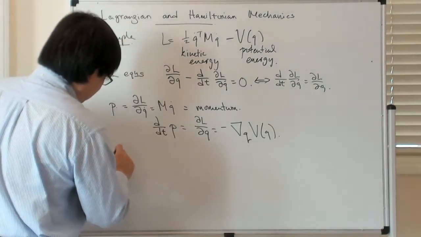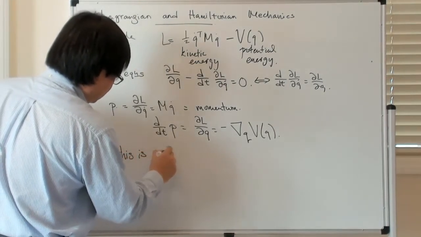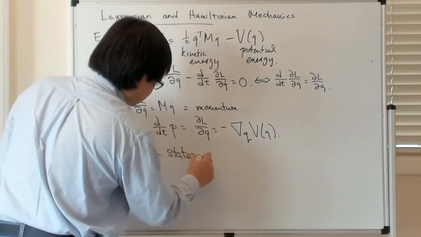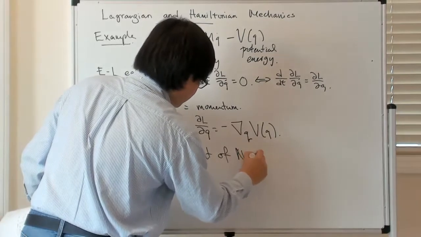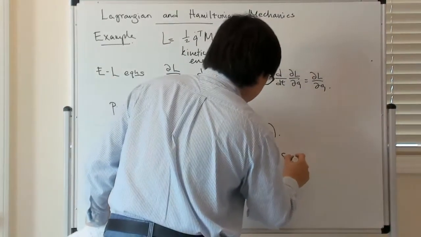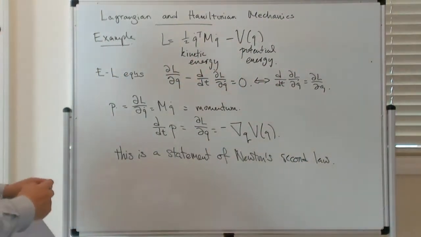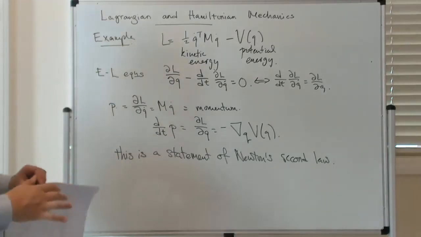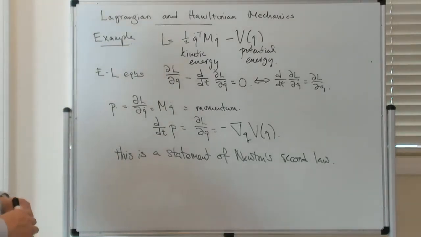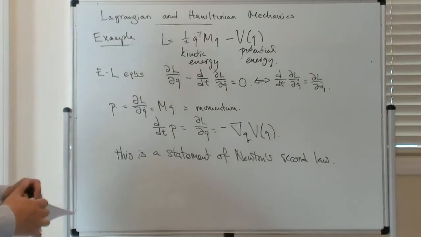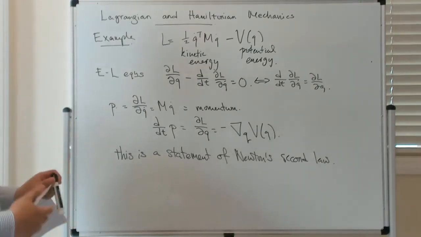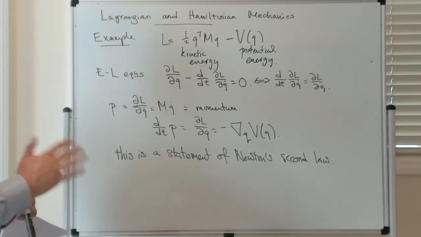So this is really a statement of Newton's second law: the time rate of change of momentum is equal to the force generated by the potential. All right, so that's a quick and dirty introduction to what is called Lagrangian mechanics. Traditionally, Lagrangian mechanics is formulated in terms of this variational principle. Then we're going to look at Hamiltonian mechanics, which is often described in terms of either the symplectic or the Poisson structure. But there's also an equivalent variational formulation for it, so we'll see that in a little bit.